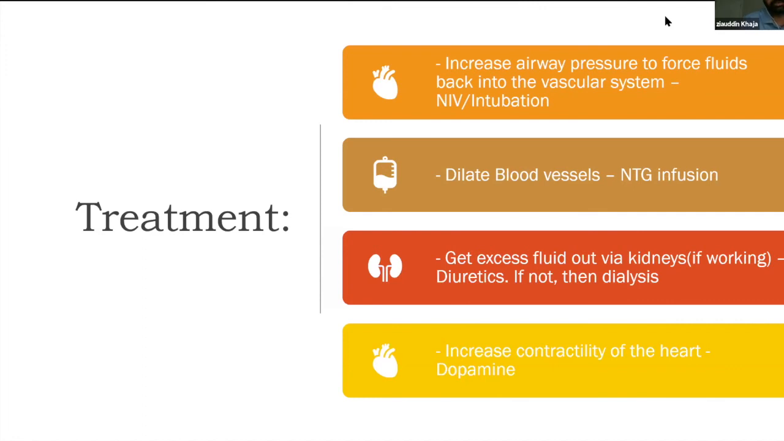And then dilate the blood vessels. Basically, there's so much pressure, so you give nitroglycerin or GTN, either by puffs or, usually, especially in patients who present to the hospital with acute pulmonary edema, an infusion of nitroglycerin, so that their blood vessels are dilated, which will help with the blood pressure and also take the load off the lungs.